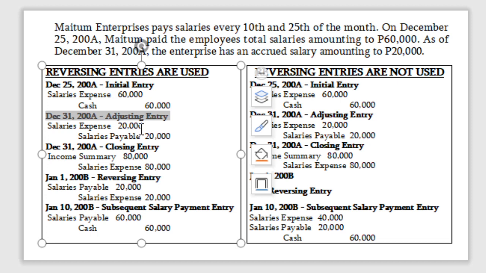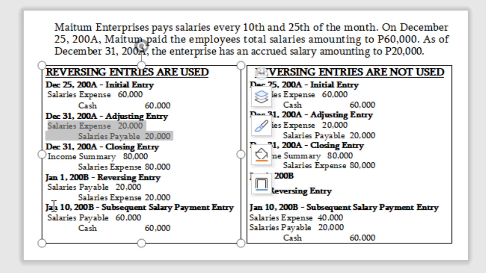Next, the reversing entry, which is made at the beginning of the next accounting period. So, January 1, 2000B, i-reverse natin yung ginawa nating adjusting entry. Kung mapapansin nyo, nag-debit tayo. Ito yung adjusting entry natin. Ngayon, i-debit natin yung salaries payable and then i-credit natin yung salaries expense.